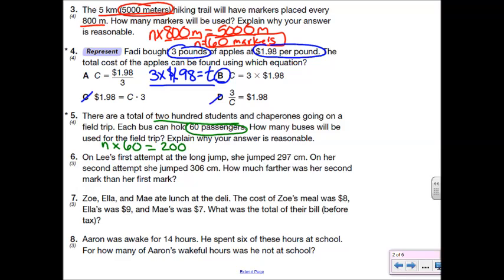So if we count by 60s, we want to get close to 200. In fact, we either have to hit 200 exactly or go over, because otherwise people would get left behind. So 60 plus 60 is 120, plus 60 is 180. So if we only got 3 buses, then 20 people would be left behind, which you'd be kind of bummed if you were left behind. So if we add another 60 onto 180, that gives us 240, which is enough room. So we need 4 buses.